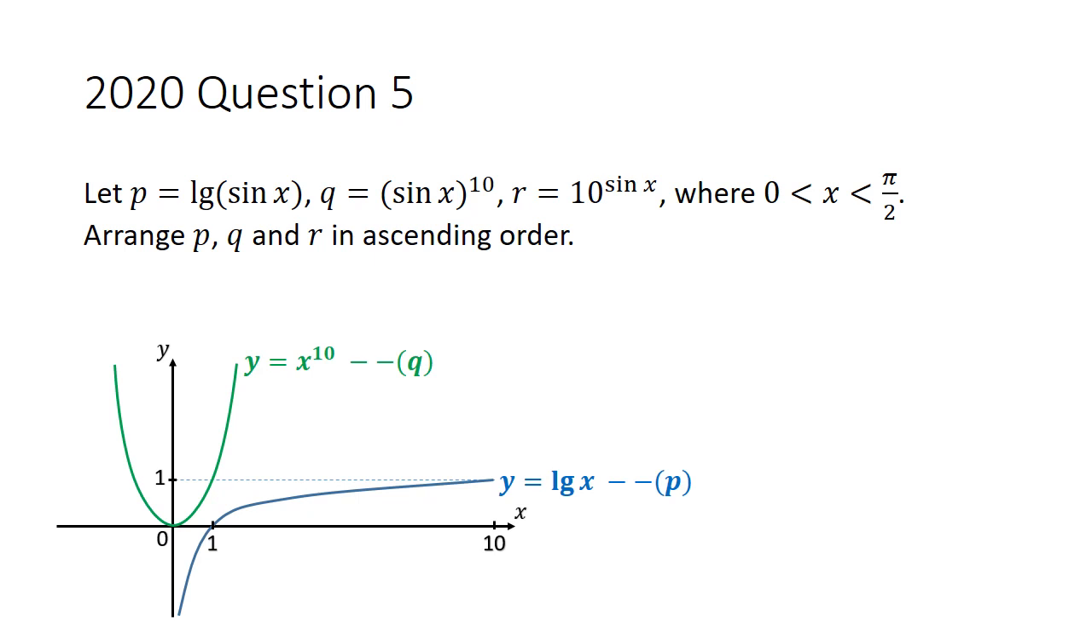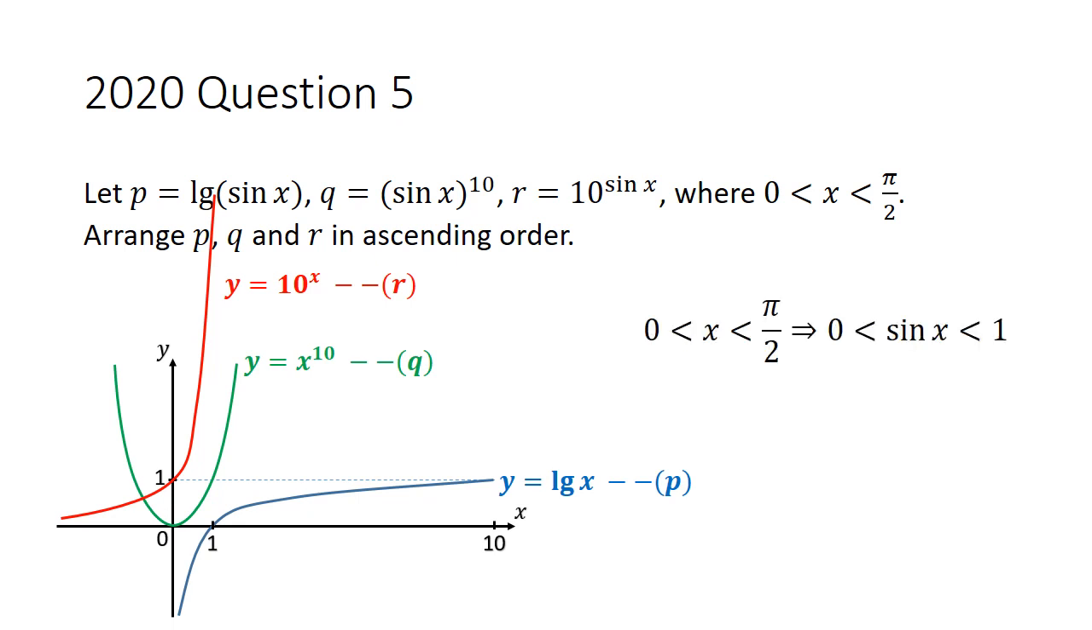Next, we have an exponential function shown here in red for 10 to the power of x. So this red line passes through the y-axis at 1. So let's now bring in the point that we have to do this for sine x to the power of 10 or 10 to the power of sine x and log of sine x. So how does sine x come into play here?